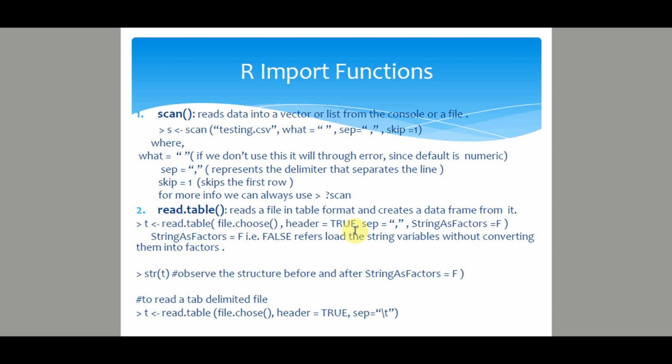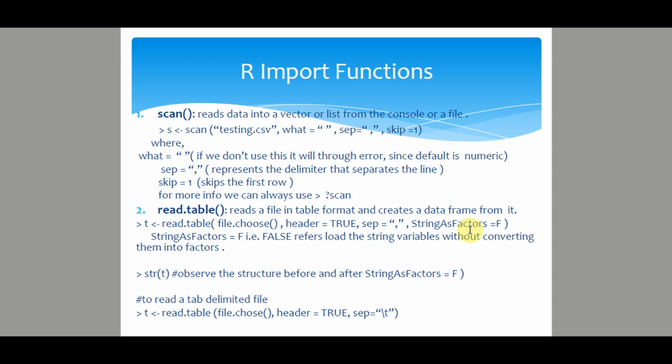Then load the string variables without converting them into factors. To see the differences between stringsAsFactors equal to TRUE and FALSE, load the data twice, before and after stringsAsFactors is equal to TRUE and FALSE. We will see how the data is identified by R and stored.